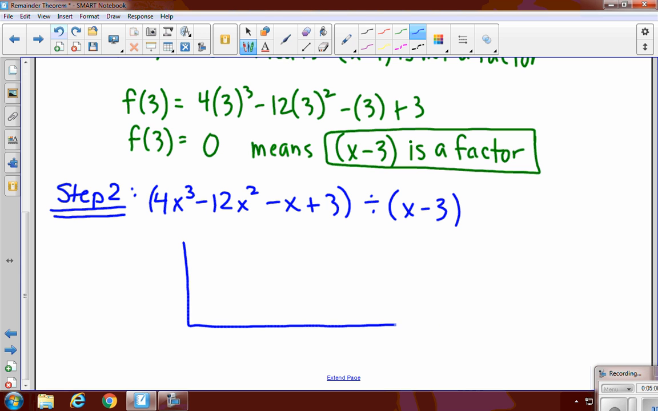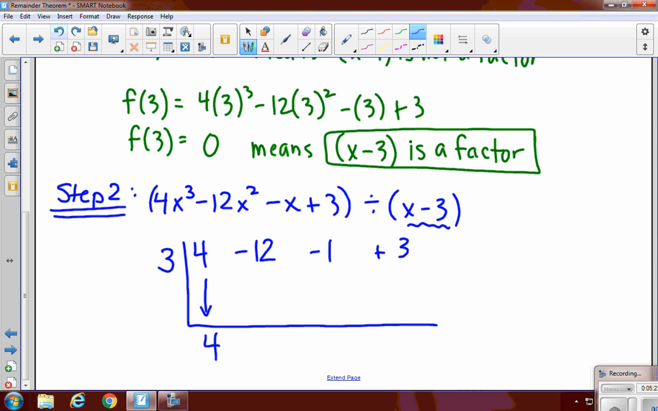And we remembered that we write this. In here, we put the coefficients of the term and the constant. And outside, we put the root of this. So basically, I'm putting a positive 3. We carry down the first term, and we've had some practice with synthetic division.